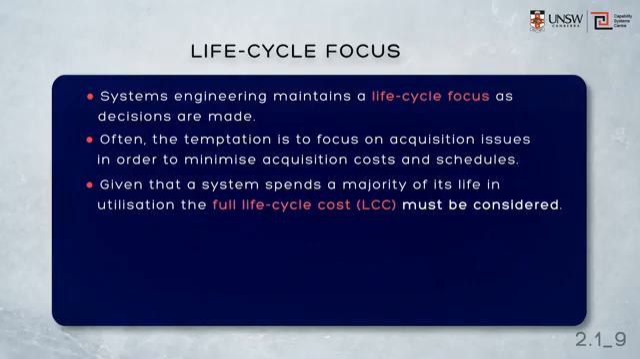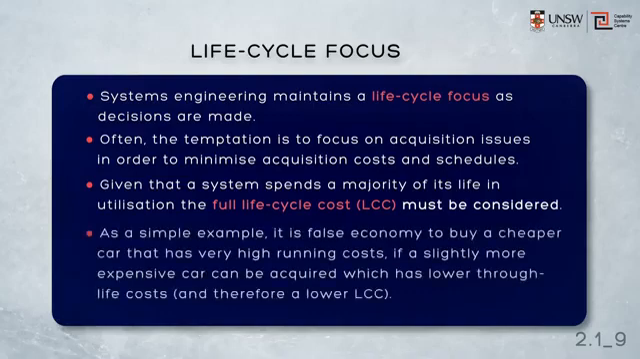cost of ownership. As a very simple example, it's false economy to buy a cheaper car that has very high running costs, particularly if a slightly more expensive car can be acquired with much lower running costs, and therefore a much lower life cycle cost or a much lower total cost of ownership.